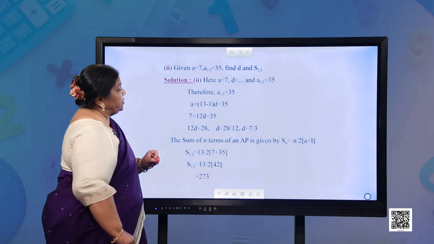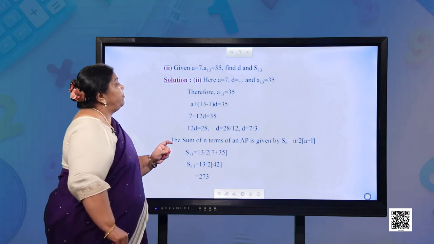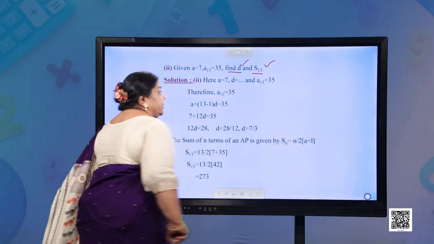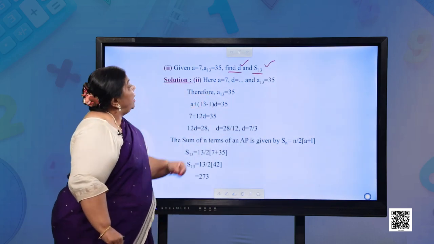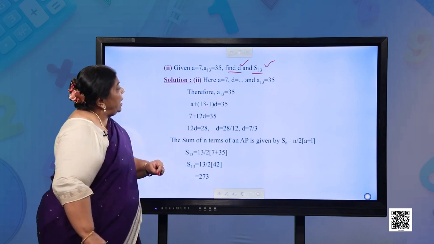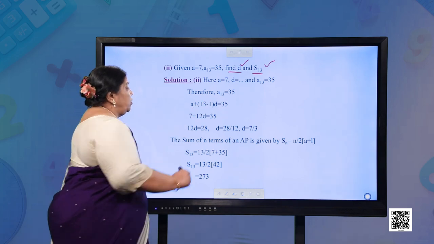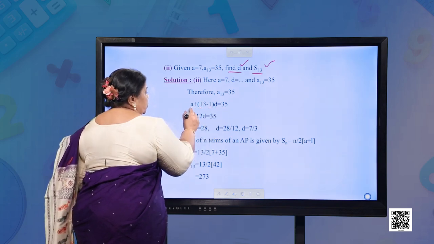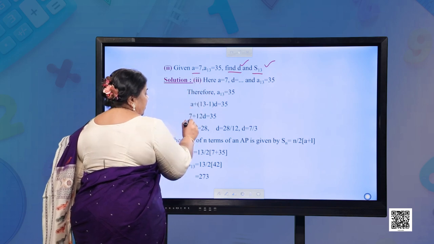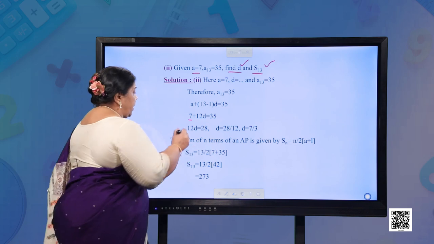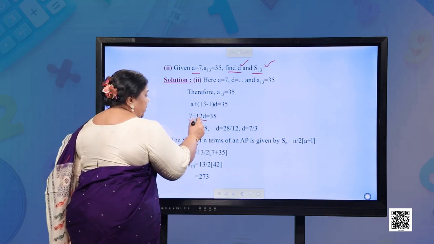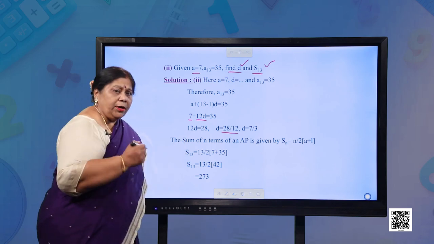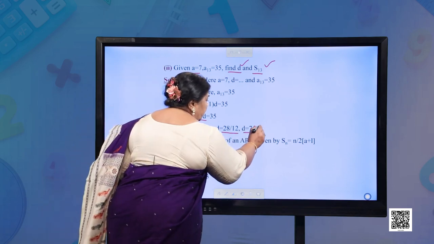Here we are given A is equal to 7, A13 is equal to 35. Find D and S13. That means I have to find the common difference and the sum of 13 terms. So A is 7 and D is to be calculated, and A13 given to us is 35. So A13 is 35 means A plus 13 minus 1 into D is equal to 35. So A is 7. We are substituting the value here: 7 plus, what is 13 minus 1? 12. So 7 plus 12D is 35. What is 12D? 35 minus 7. That is 28. So the value of D can be calculated. It is 28 upon 12, which can be simplified as 7 upon 3.